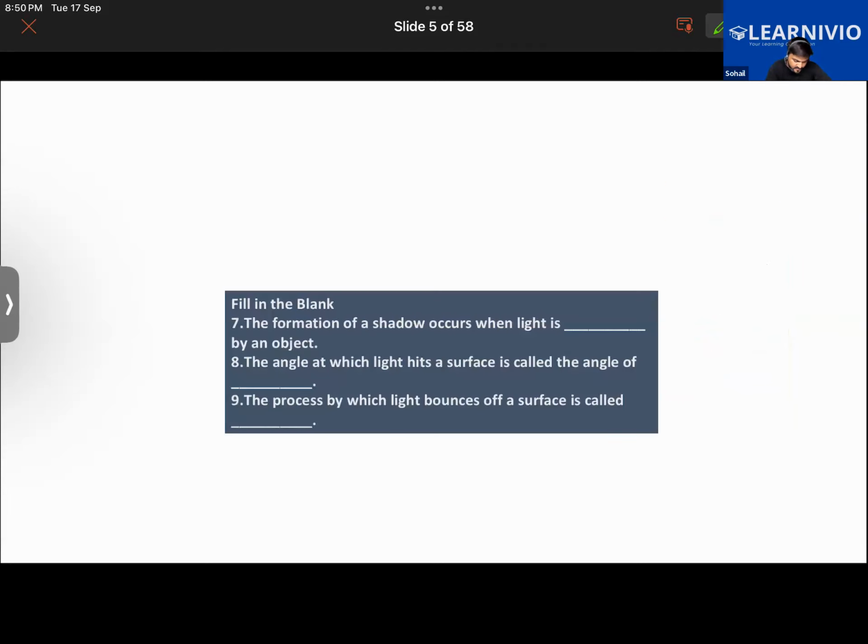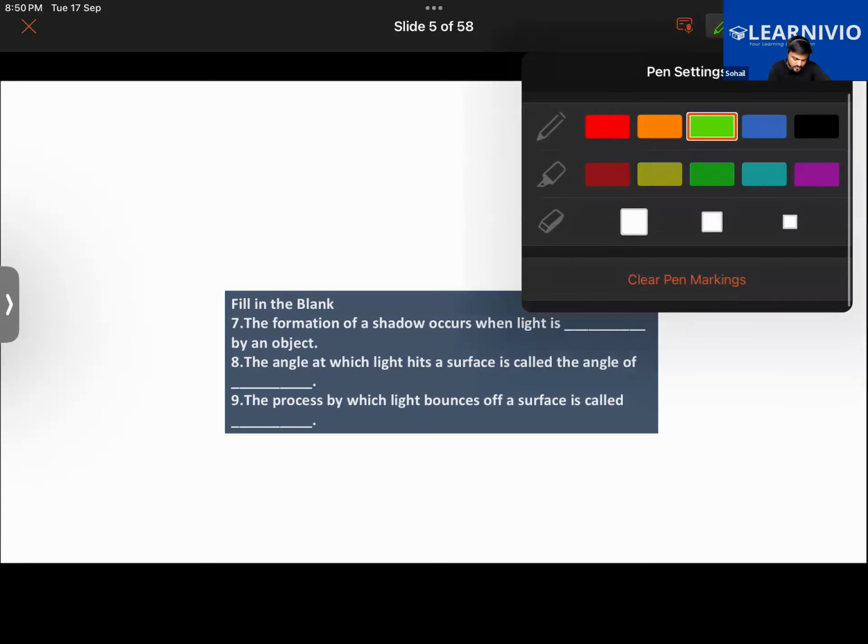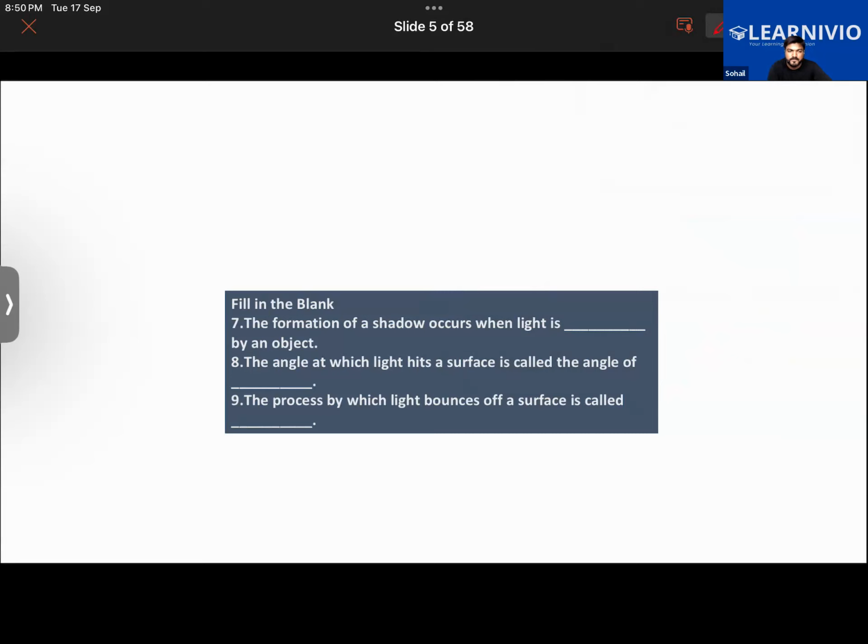Continuing further, we have these questions as well. The formation of a shadow occurs when light is blocked by an object. I'm going to assign the questions. Question number 8, Khadijat, you will be answering. Next, Halima, you answer question number 9.